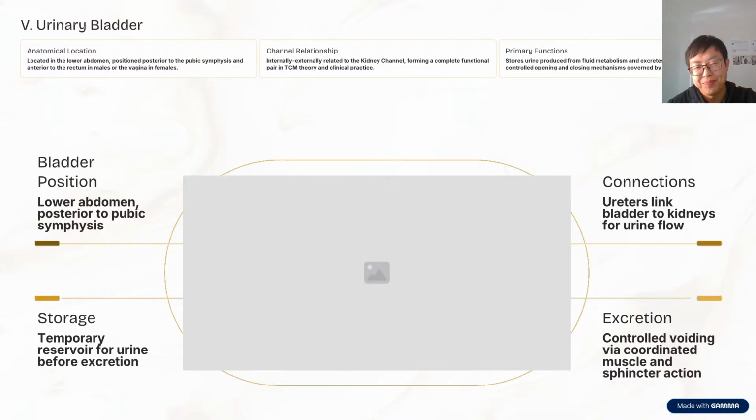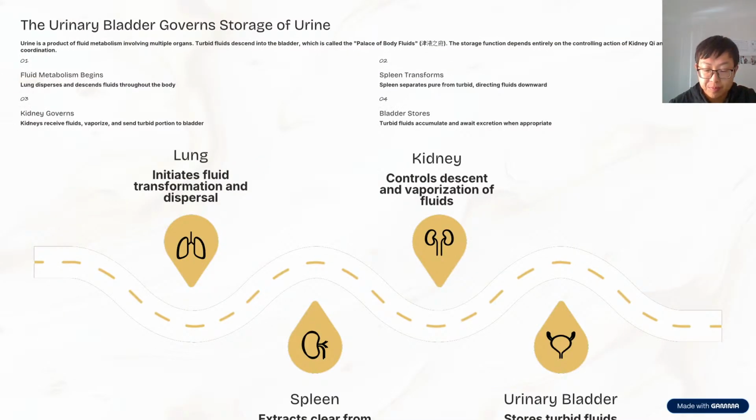Okay, let's talk about the function of the triple burner. The triple burner is more like anatomy. The upper burner is above the diaphragm, including the heart and the lung. It functions like mist, dispersing defensive energy and distributing fluid and nutrients throughout the body.